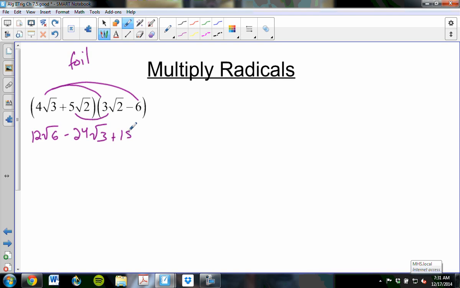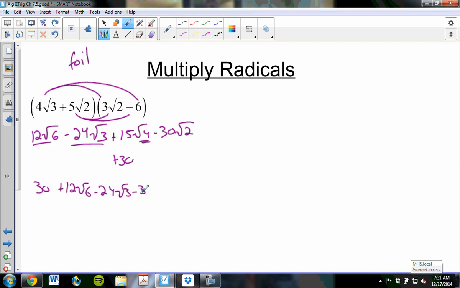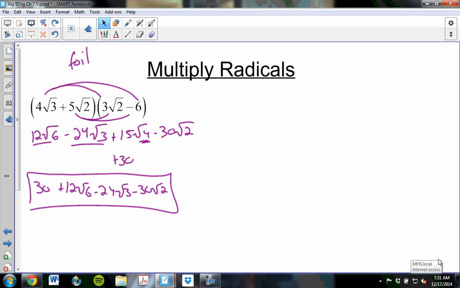This becomes 15 root 4, and this becomes 30 root 2 minus 30 root 2. So now I simplify. That can't simplify, and that can't simplify. But the square root of 4 is actually just 2, so that's really just 30. 15 times 2 is 30. So I'm going to have 30 plus 12 root 6 minus 24 root 3 minus 30 root 2. You don't have to list those in any particular order. I apparently went in that order, but sort of whatever. That's the foiling that takes place there.